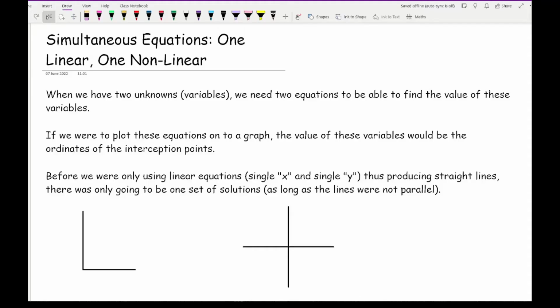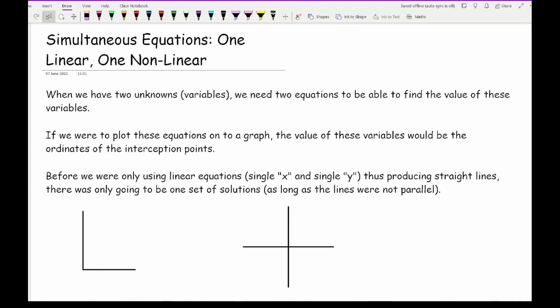Now, when we have two unknowns, and this is known mathematically as variables or visually known as letters, we need two equations to be able to find the value of these variables. Now, if we were to plot these equations on a graph, then the value of these variables would be the ordinates of the intersection points. Now, before we were only using linear equations, so where we only had single x and single y, thus producing straight lines.